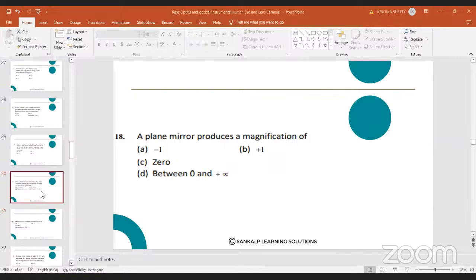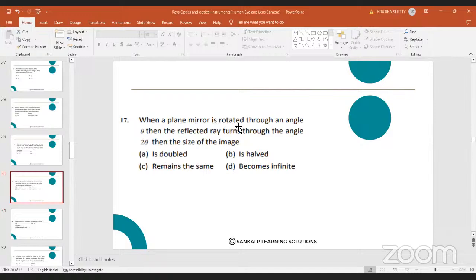The previous question, Lohit is asking. See here, what is the question? When a plane mirror is rotated through an angle theta, the reflected ray turns through the angle of 2 theta. So the mirror angle is changing by theta, for example, you can consider 20 degrees. So the mirror angle is changing by 20 degrees, and the reflected ray angle is changing by 2 theta, that is 40 degrees. What happens to the size of the image? So here the size of the image is not going to depend on the angles. So therefore it remains the same.